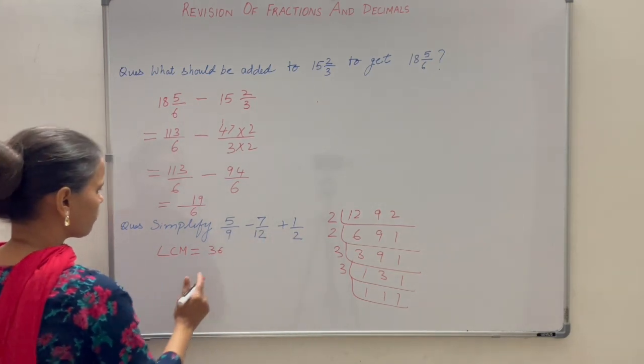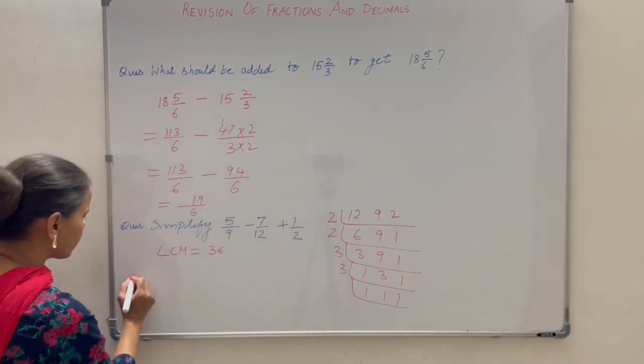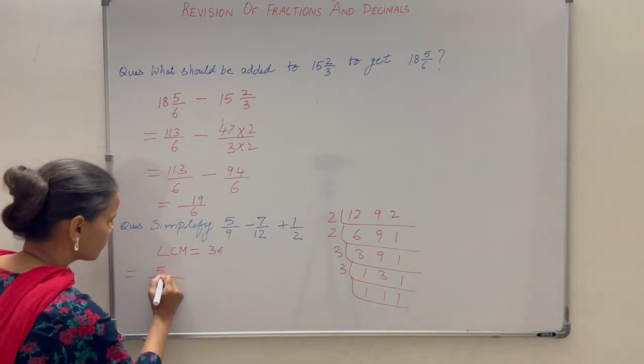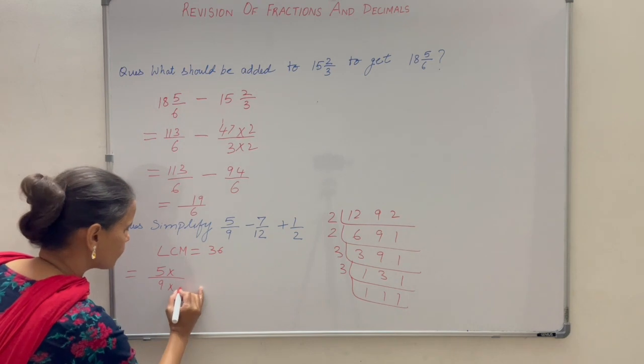So let us make the denominators the same. So 5 by 9, you have to multiply this by 4.